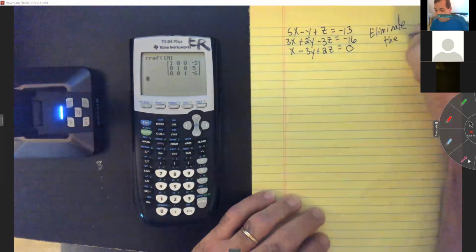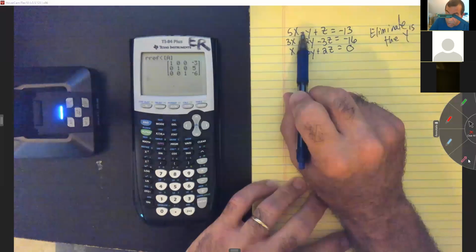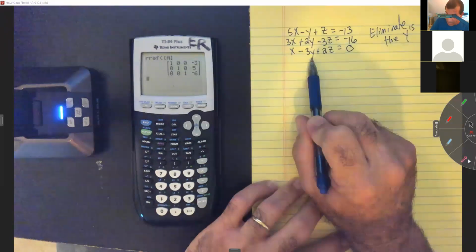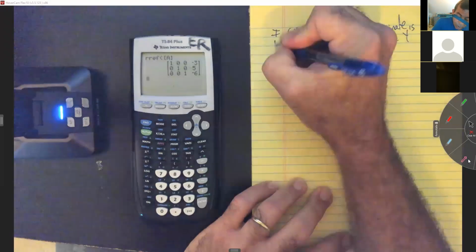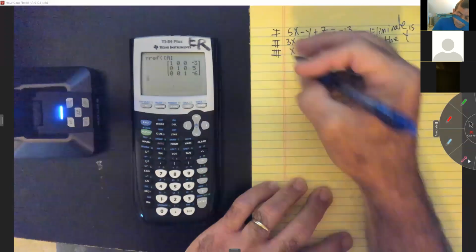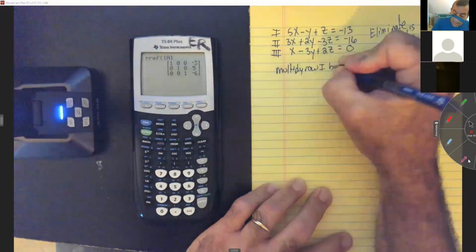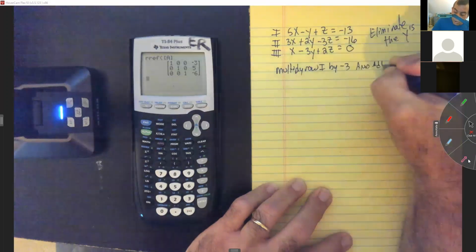Yeah, y'all could have picked any one. So what we'll do then to do what you're saying, I'm going to take that top row and multiply by -3. That'll make that positive so that when I add to this one, it gets rid of the y's, okay? So I'm going to call this row 1, 2, and 3. So multiply row 1 by -3 and add to row 3.